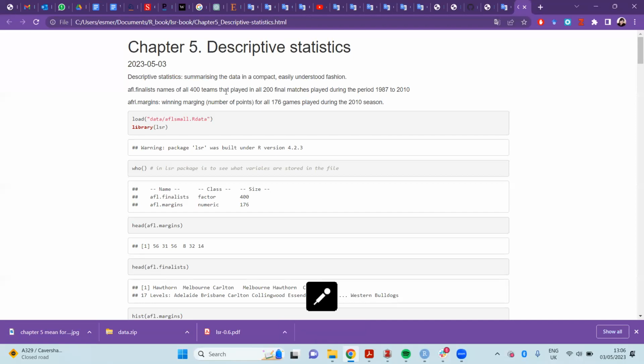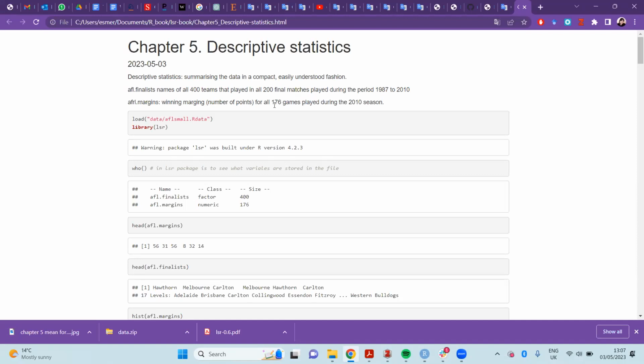So this chapter is chapter 5, which is descriptive statistics. In short, descriptive statistics is summarizing the data in a compact, easily understood fashion, in a way that we could start to see the structure of the data, not analyzing properly, but seeing the properties of the data set we are going to use.